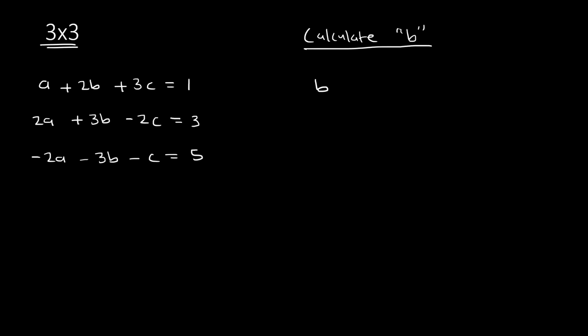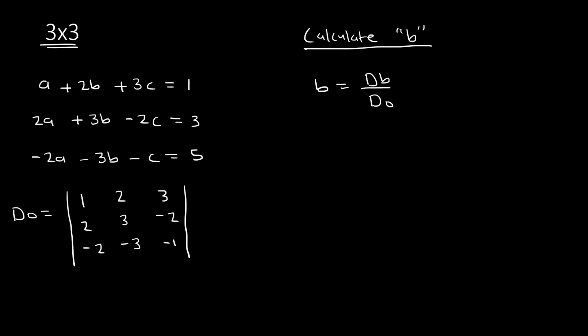So we know our B will be determinant of B over original determinant, right? So let's go. Our original determinant we know will be all the coefficients, which is 1, 2, minus 2, 2, 3, minus 3. We did this example in determinants. We got, in the video for determinants, 21.